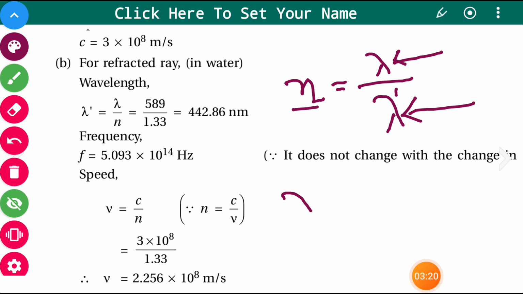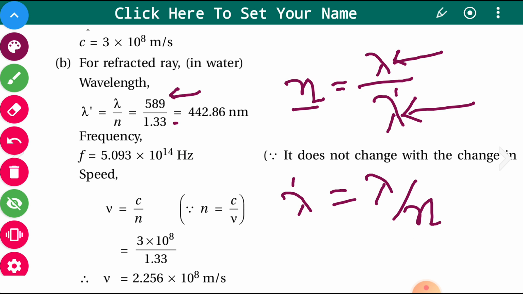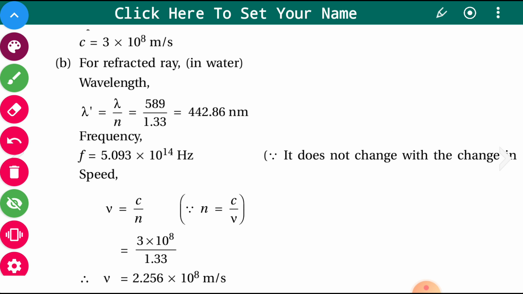So lambda prime is lambda upon n. Lambda is known to you, 589. Refractive index is 1.33. So you can calculate, 442.86 nanometer will be the wavelength in the water medium where the light goes. Now frequency remains the same, it does not change with the change in medium.